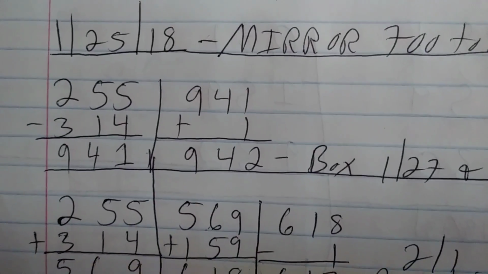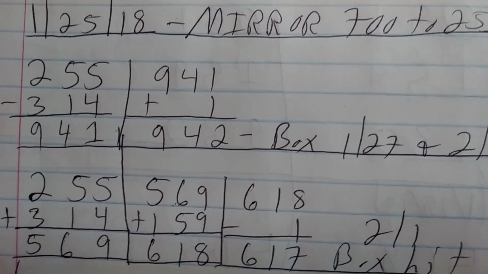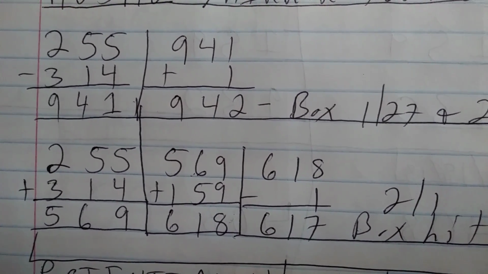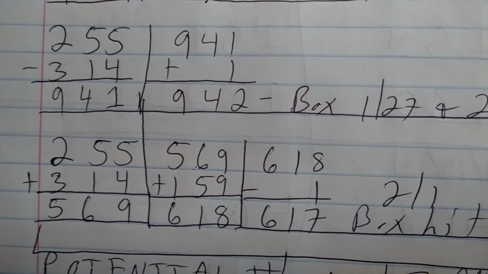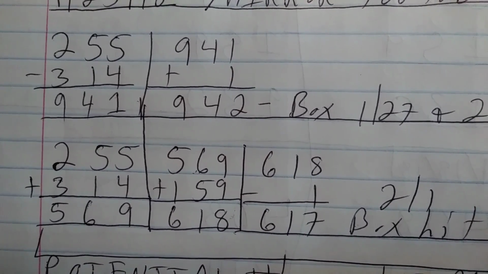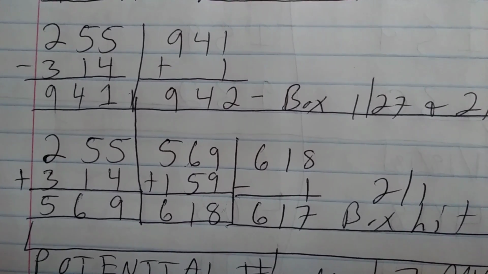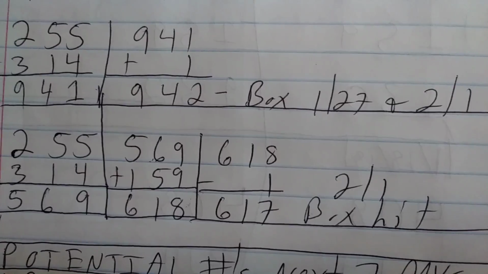Okay, so on January 25th, you had 700 hit. You're going to mirror that to 255 minus 314, so 12 minus 3 is 9, 5 minus 1 is 4, and then 5 minus 4 is 1, so 941. Going to add 1 to the 941, and that's 942, and that was a box hit on January 27th and February 1st.